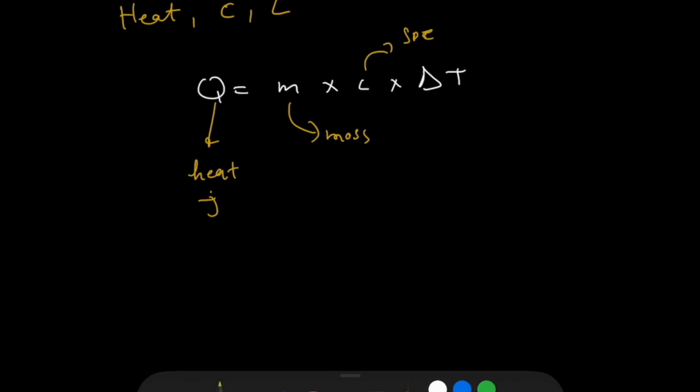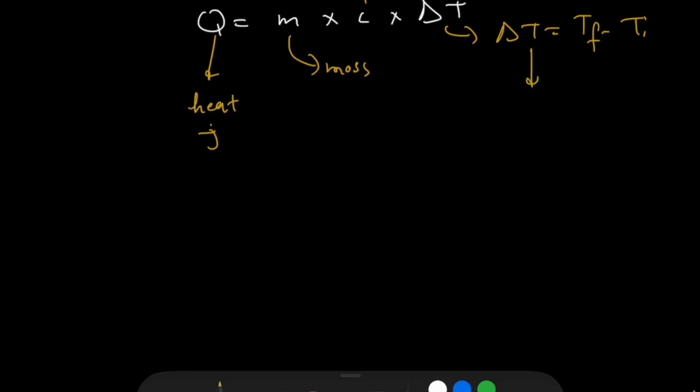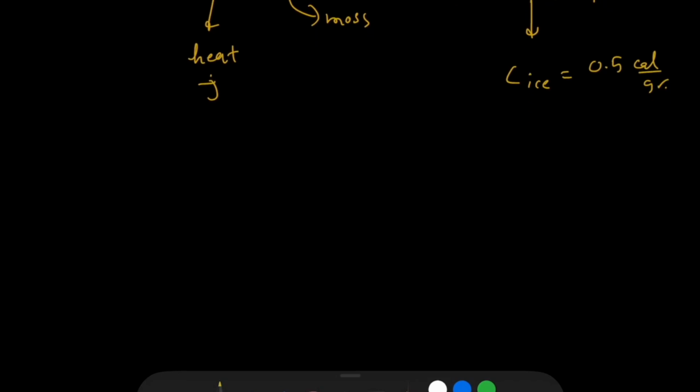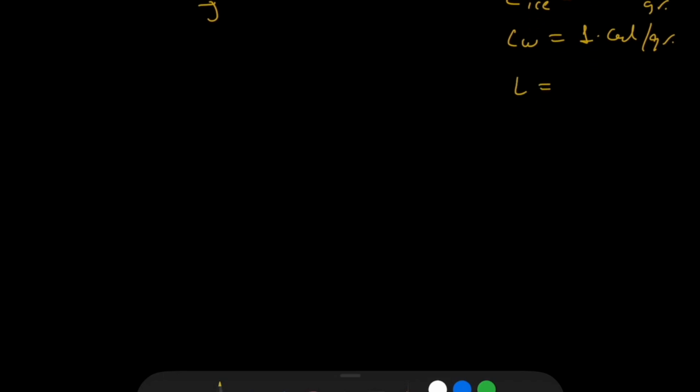capacity, and this is the delta T. Delta T is T final minus T initial. Remember that C ice is 0.5 calorie per gram, C water is 1 calorie per gram, and the latent heat is 80 calorie per gram.